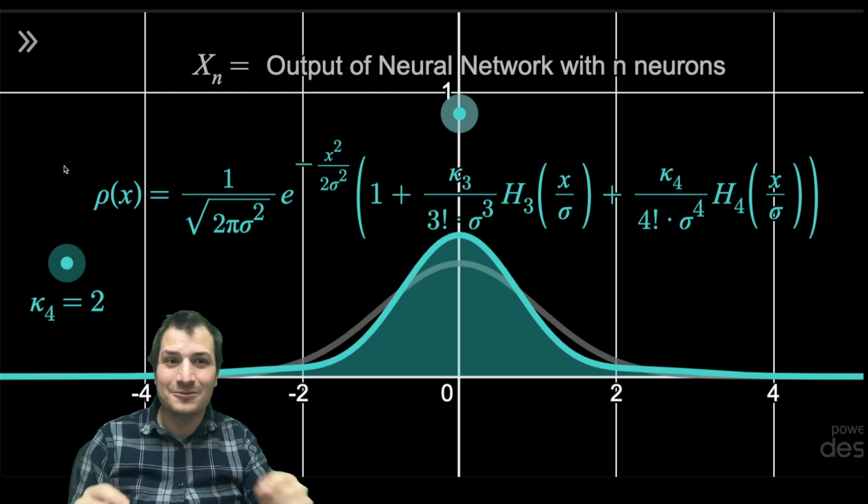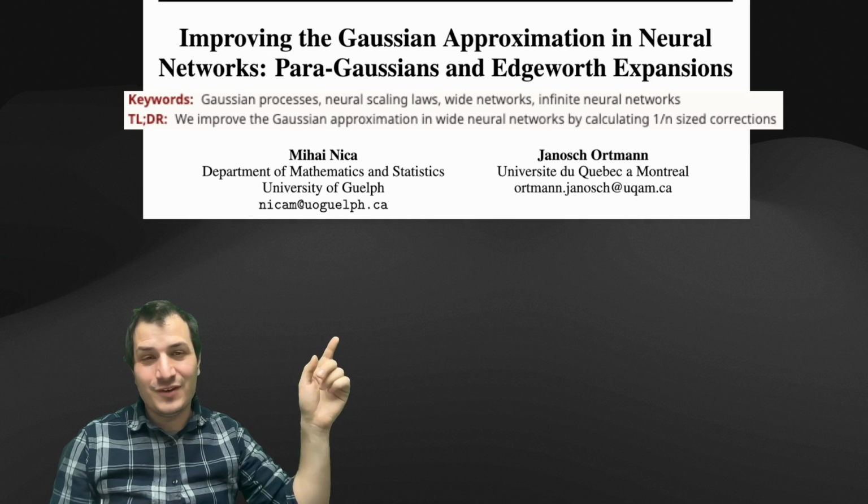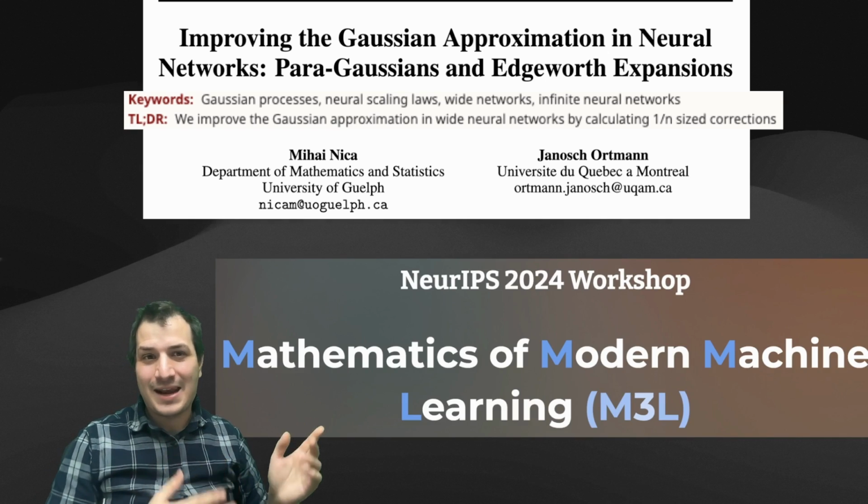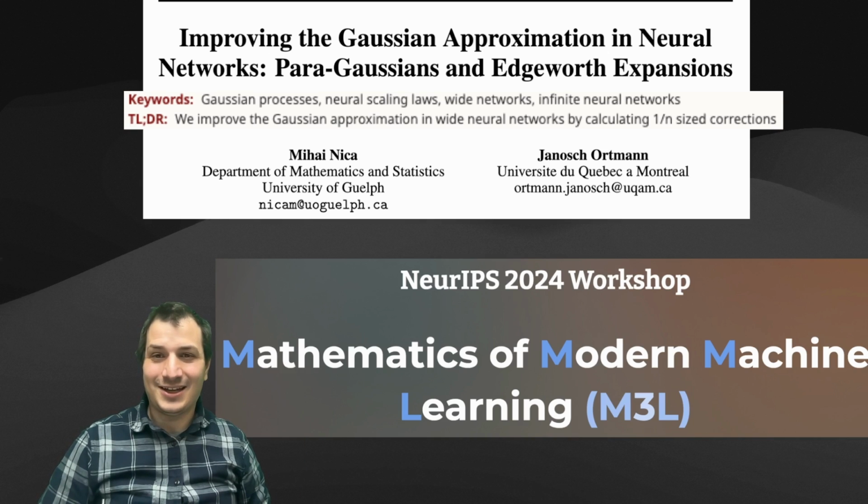So let me show you some of that now. So here's a brief summary of the paper. It's called Improving the Gaussian Approximation in Neural Networks. And it's appearing in this workshop on the mathematics of modern machine learning at the NeurIPS conference.